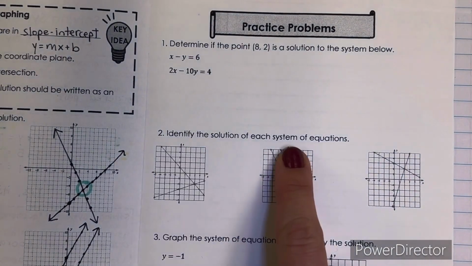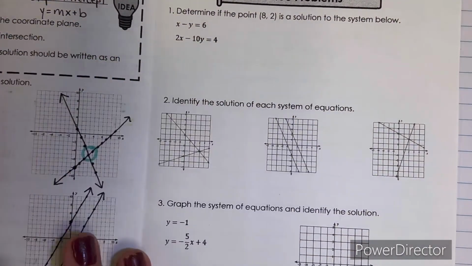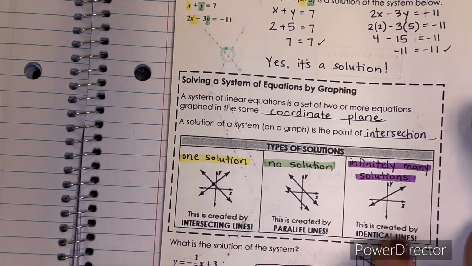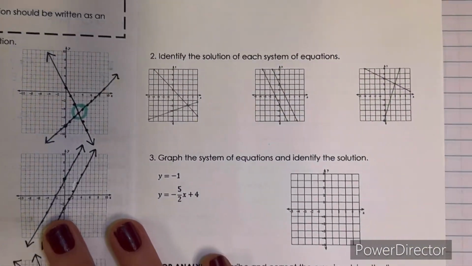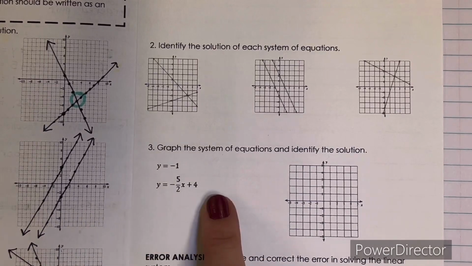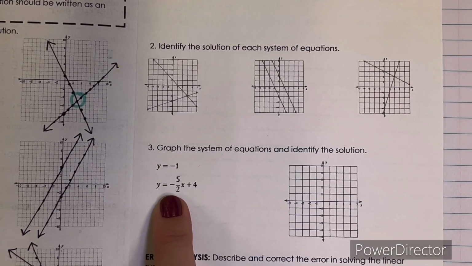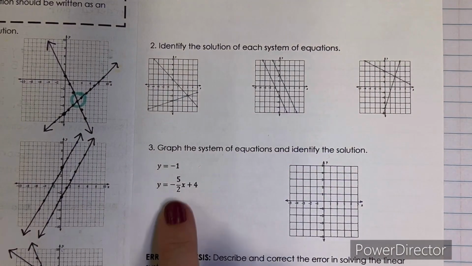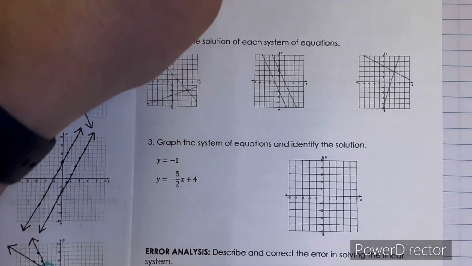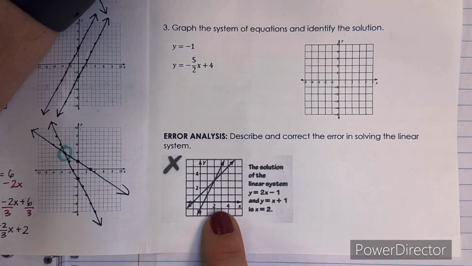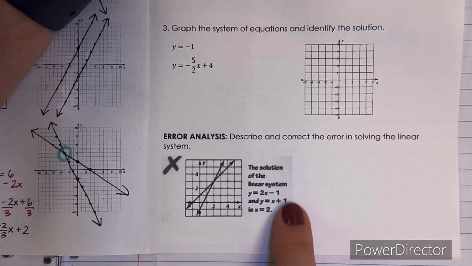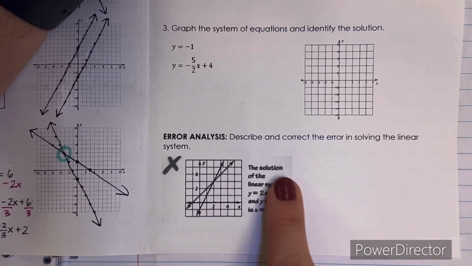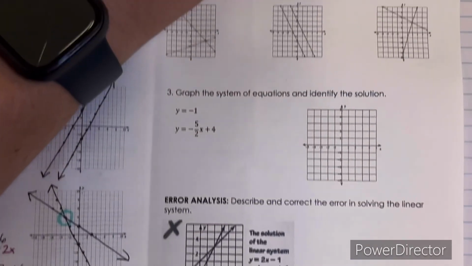Number 2 says identify the solution. This is very similar to this situation where you're naming what solution method it is. If there is a solution, you need to write it as an ordered pair. Number 3 is you need to actually graph this. Both of those are in slope-intercept form, so you can immediately start graphing. Graph it, check out where they intersect. And then number 4 down there, that error analysis, you guys know how to do those. I need you to describe and correct the error. So here's your graph, and I need you to fix the issue with this.